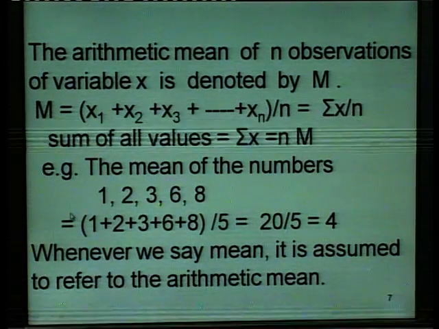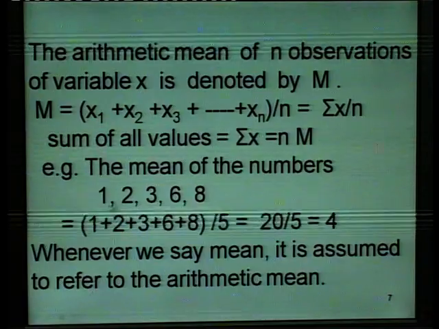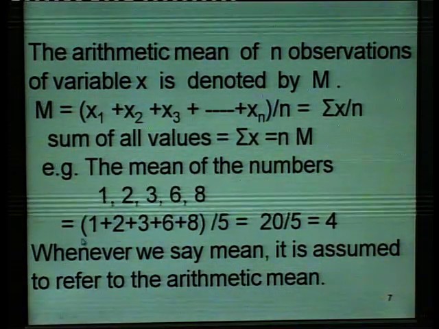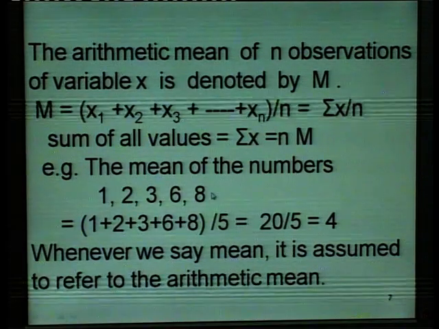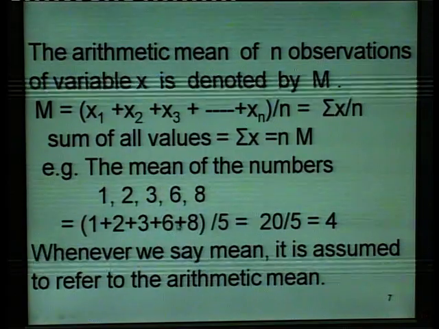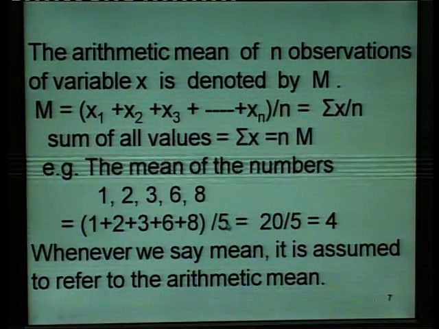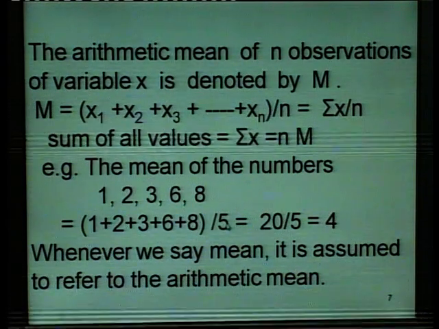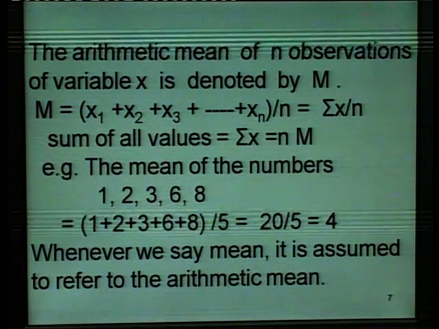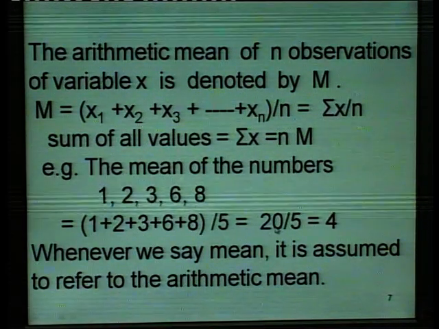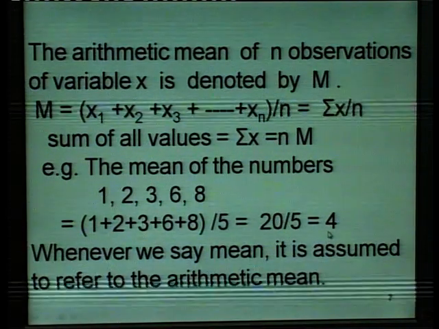Now, take an example. Suppose we have 5 numbers: 1, 2, 3, 6, 8, and we have to find the mean. Then the mean of these numbers is 1 plus 2 plus 3 plus 6 plus 8, and then divide it by the count of numbers, 1, 2, 3, 4, 5. So, divide it by the number of observations. This addition is equal to 20, now divided by 5, that is equal to 4.